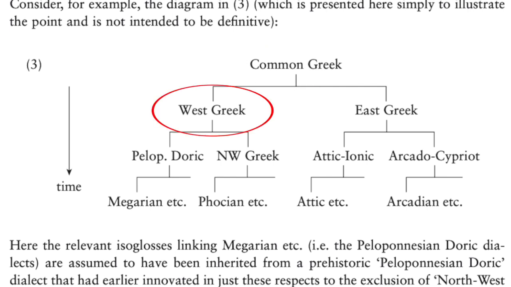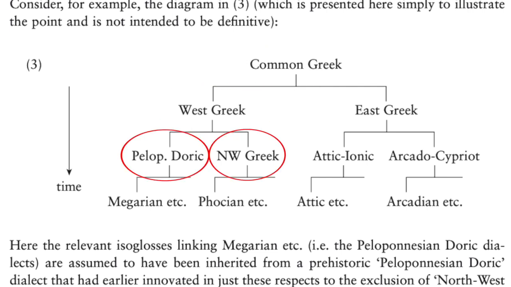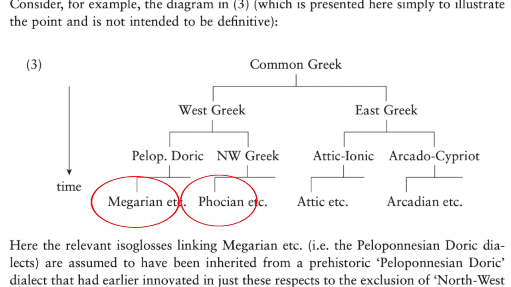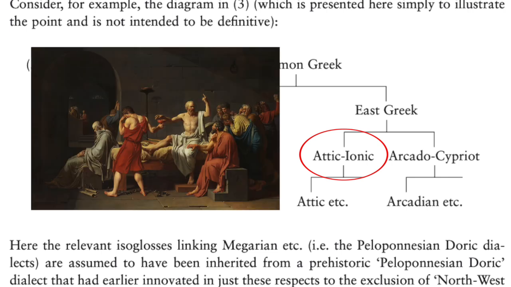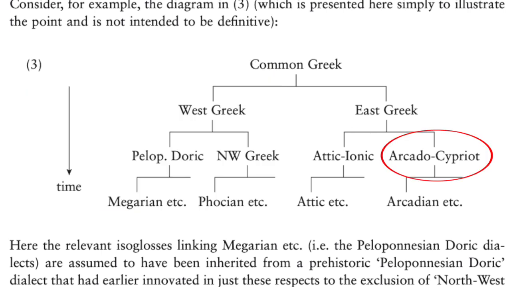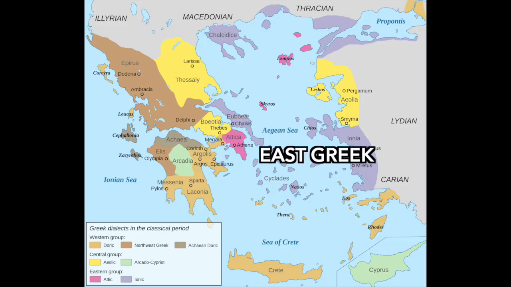West Greek branches off into Northwest Greek and Peloponnesian Doric, which have branches like Megarian and Phocian, respectively. East Greek, meanwhile, has Ionic, also called Attic Ionic, because we know just how prickly those Athenians can be, and Arcado-Cypriot, which was in the Central group, but we've ditched that for this model. That means that East Greek is way over here in the West. Nice.